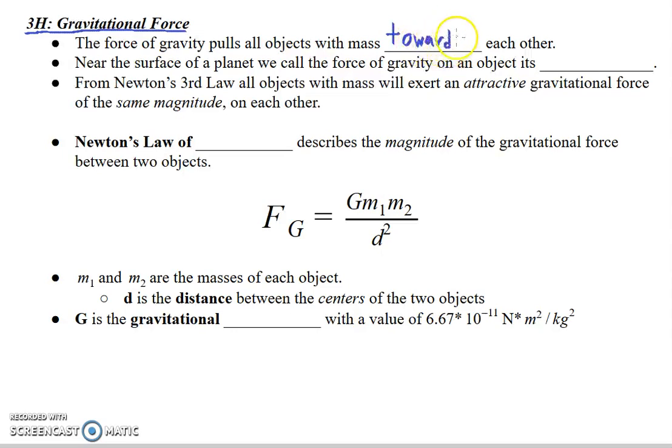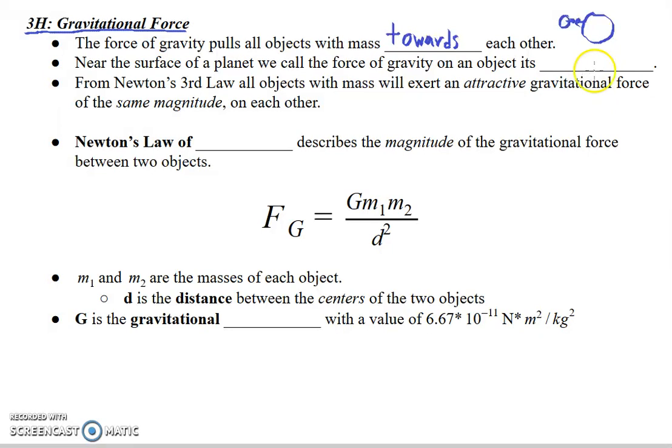So it could be any two objects. It could be a small planet, a large planet, the moon and the sun, or you and a paperclip sitting on your desk. Basically anything with mass, there's going to be a force of gravity between objects with mass. Again, the force might not be that strong, but it's definitely there.